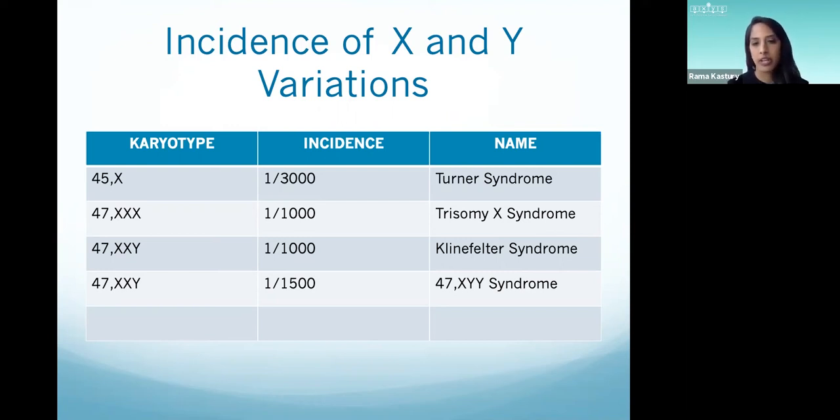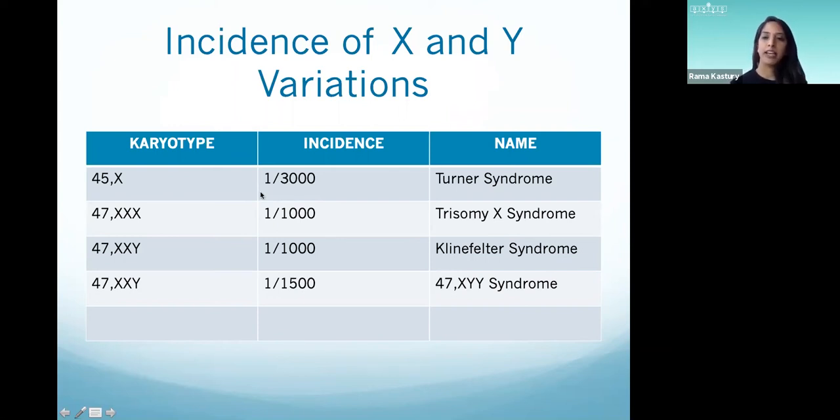Variations in the X and Y chromosomes can lead to, for example, one common condition, Turner syndrome, where someone is missing that second sex chromosome. So they're either missing the second X chromosome, or they're missing their Y chromosome. In Turner syndrome, the incidence is about 1 in 3,000.